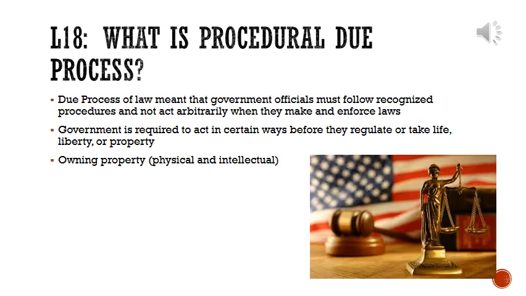So there are two different types of due process: procedural and substantive due process. Let's take a look at what procedural due process is. Procedural due process is easier to define, and what I mean by that is that it's actually in the Constitution. Due process of law means that government officials must follow recognized procedures. We already talked about that earlier. In procedural due process, government is required to act in certain ways before they take away life, liberty, and property. So let's say the government wants to repossess your property because they're building a road.